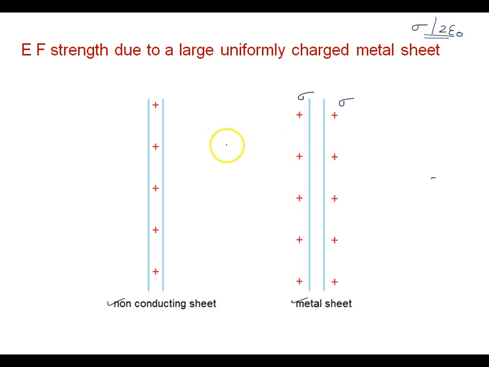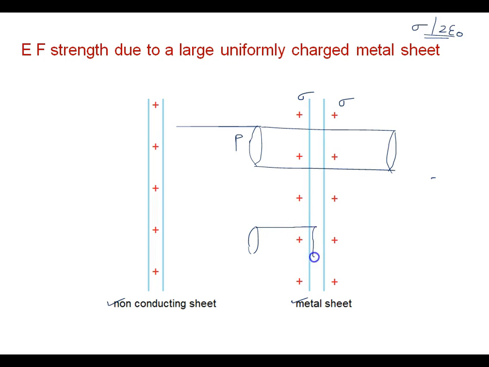Now if you are interested in calculating the electric field at any point P, again you have to make an imaginary Gaussian surface like this. Please don't mind this line. This surface can penetrate, and sometimes you can think in this way also. You take the cylindrical Gaussian surface up to this.